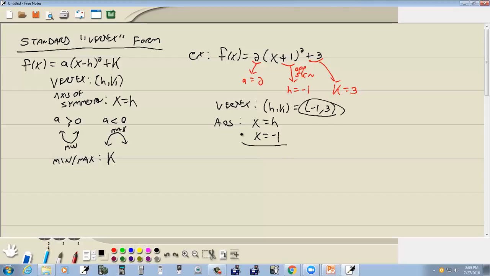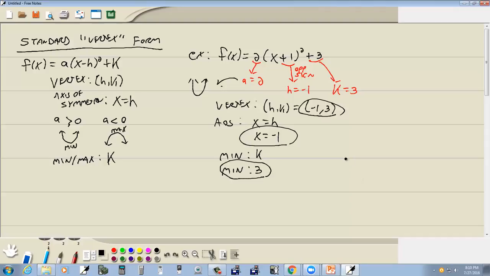So this is our vertex, this is our axis of symmetry. Now a is 2. Since a is positive, that means our graph opens up. And we said if our graph opens up, that means we're going to have a min. So our min is going to equal k, and k was 3.